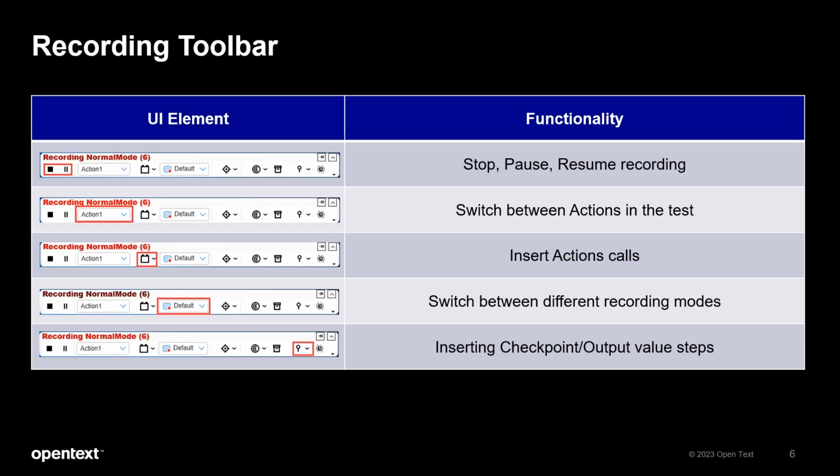Recording toolbar is a powerful tool to assist you in recording. Let's take a look at the key controls from left to right. First, we have the buttons to stop, pause, or resume recording. Next to them is the drop-down list to switch between actions in the test. And next to the action selection drop-down, we have the button to insert action calls for you to quickly separate your actions into different flows.